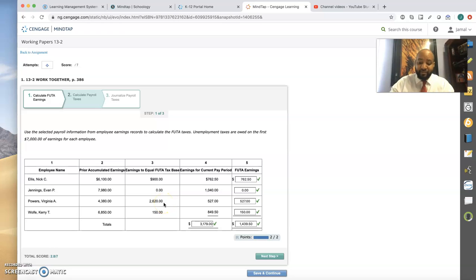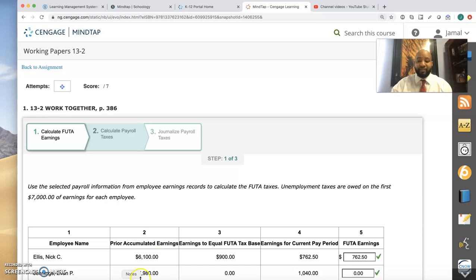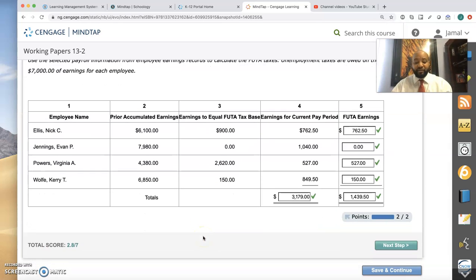You know what? These numbers are too small. You know how my vision is. Let me blow that up a little bit. Command Shift plus, Control plus on your Google Chromes can always increase your screen. So anyway, Virginia Powers, $2,620 on her taxes, and Carrie Wolf owes $150 on their taxes. So these are the amounts in which they can be taxed, their unemployment.